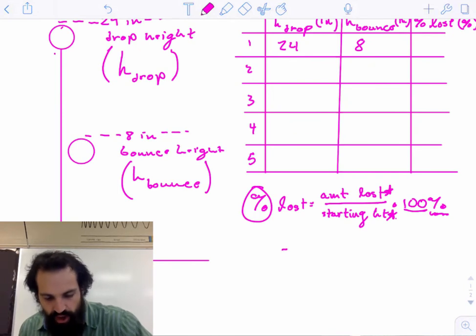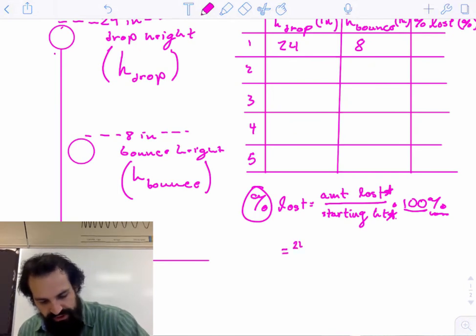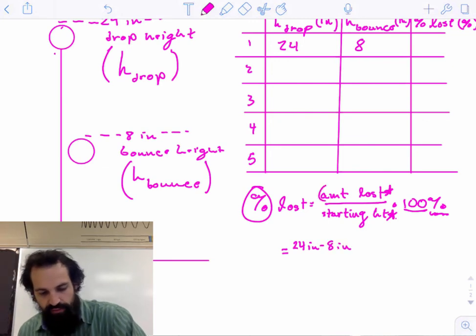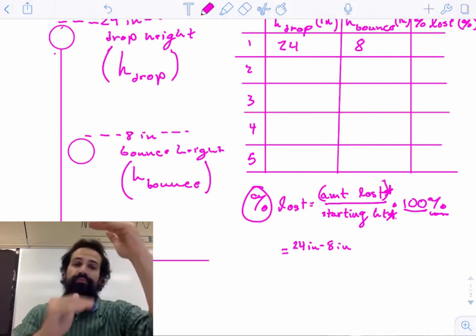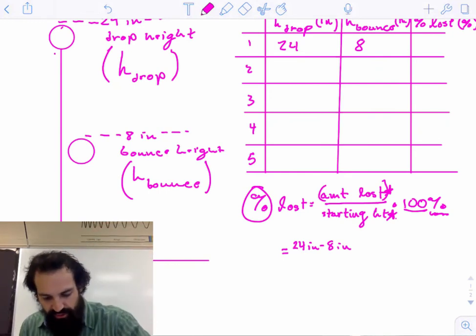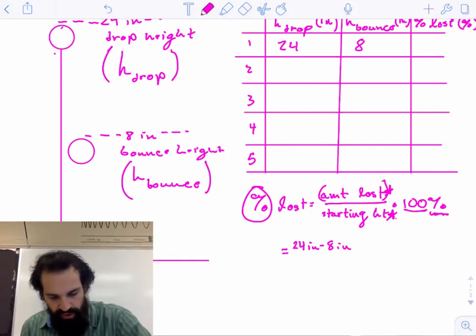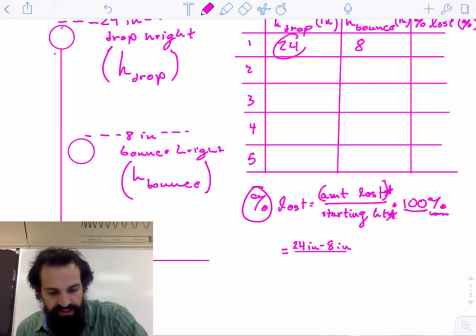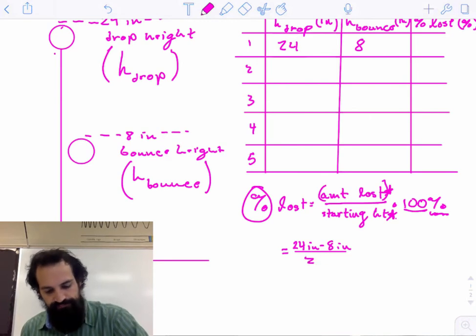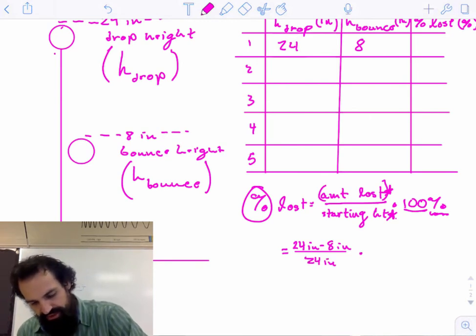So for this first one, that would be 24 inches minus 8 inches, because that's how you figure out how much was lost. It's how much you started with minus how much you're left with, 24 minus 8, and that's going to be equal to 16. I don't want to jump too far ahead, but that will tell you how much height was lost during the bounce. And divide that by our starting height, and our starting height is that 24 inches. And don't forget to carry down, multiply by 100%.